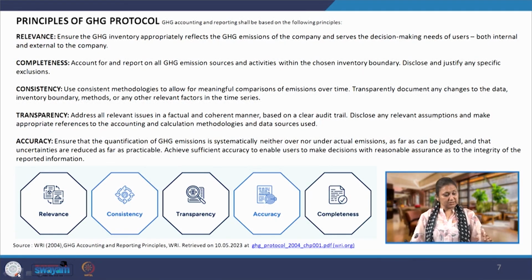So, this is completeness. Then we are talking about consistency. We have to use consistent methodologies to allow for meaningful comparisons of emissions over time, and this is what the GHG Protocol ensures, that there is parity in terms of methodology. If somebody calculates it this way, somebody calculates it the other way, then we will not be able to make the comparisons of who is doing better as far as GHG emissions are concerned.